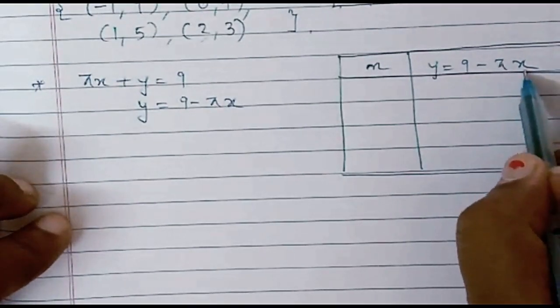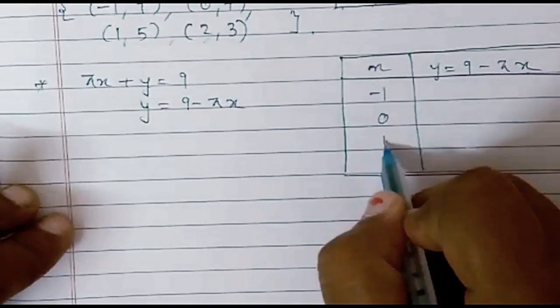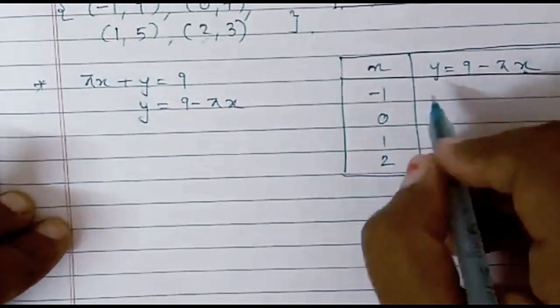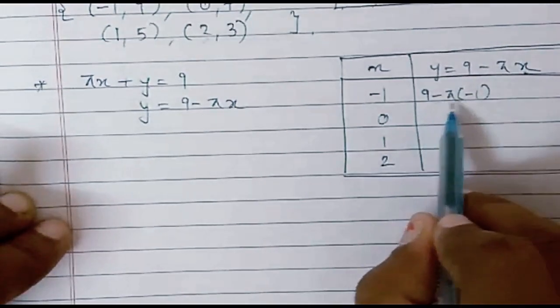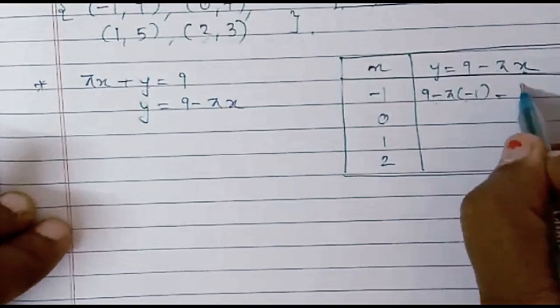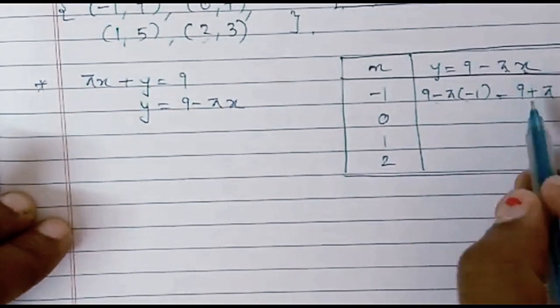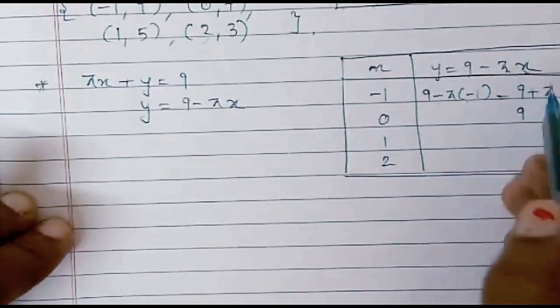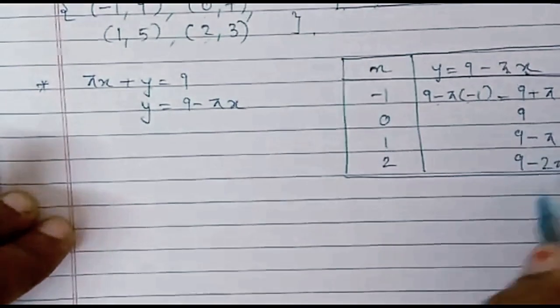Now let us take different values of x. Suppose I am taking -1, 0, 1 and 2 randomly. So if I take x is -1, the first value is 9 minus pi into -1. So minus into minus will become plus. So the answer will be 9 plus pi. Second one, pi into 0 will become just 9. And then 9 minus pi into 1 will become 9 minus pi. Similarly, we'll get here 9 minus 2 pi.